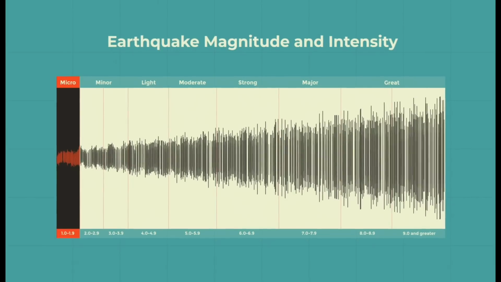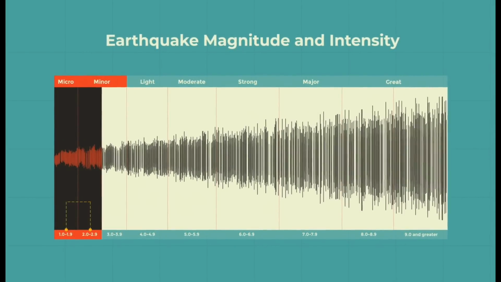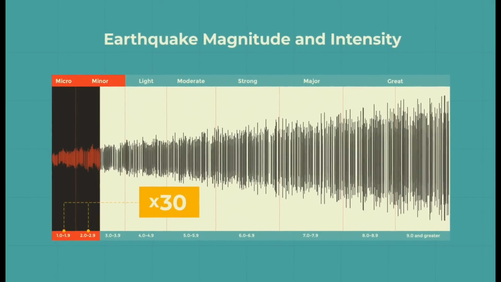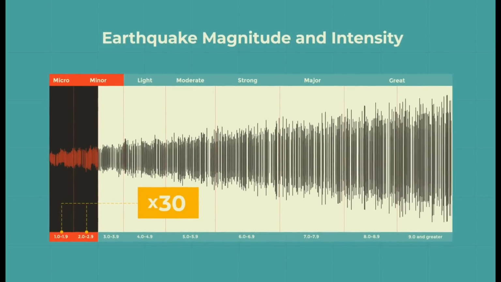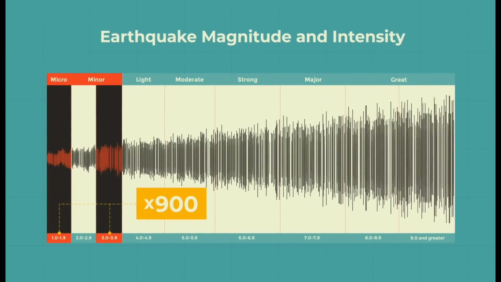An increase of 1 unit of magnitude is equivalent to 10 times the amplitude and 30 times the energy. This means that a magnitude 2 earthquake will release 30 times the energy of a magnitude 1, and a magnitude 3 earthquake will release 900 times the energy than a magnitude 1.